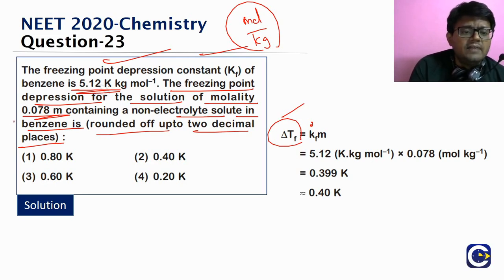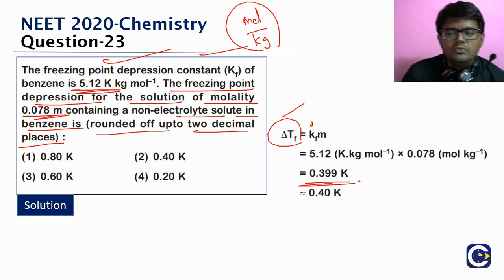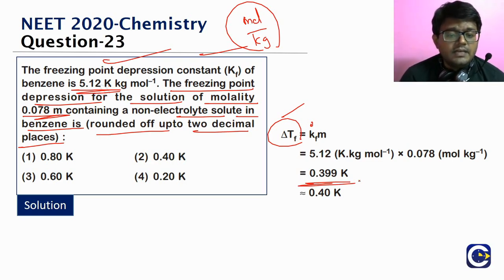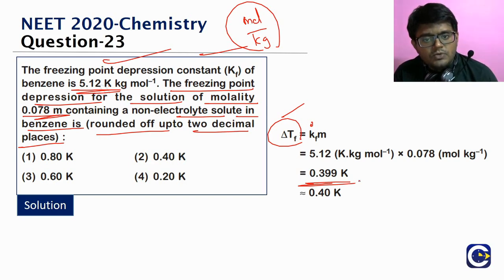And what is the molality value? 0.078. Okay, so just simple multiplication. If you do the multiplication, it will come close to what? 0.399 something. Okay, and then when we round it off to 2 decimal places, what will be the answer? It will be 0.40 Kelvin.